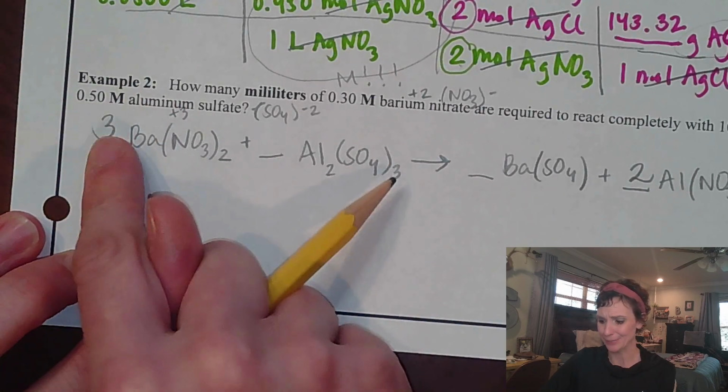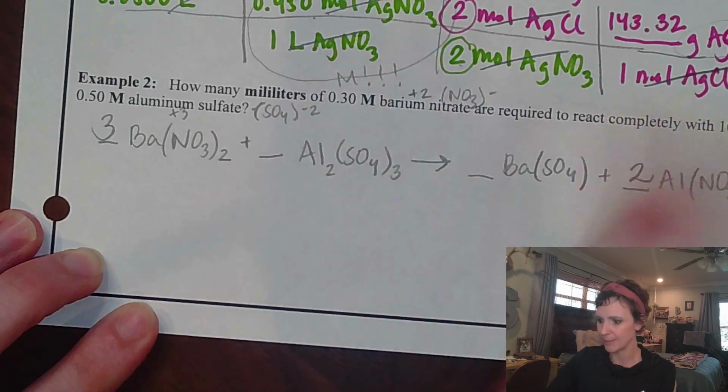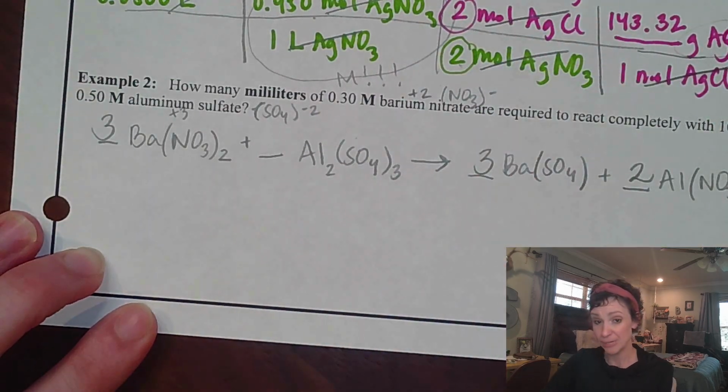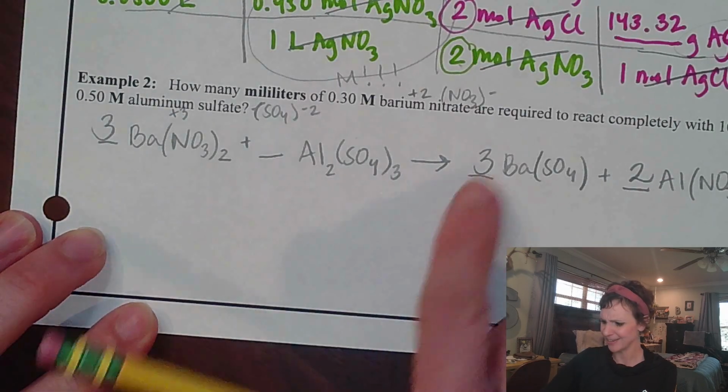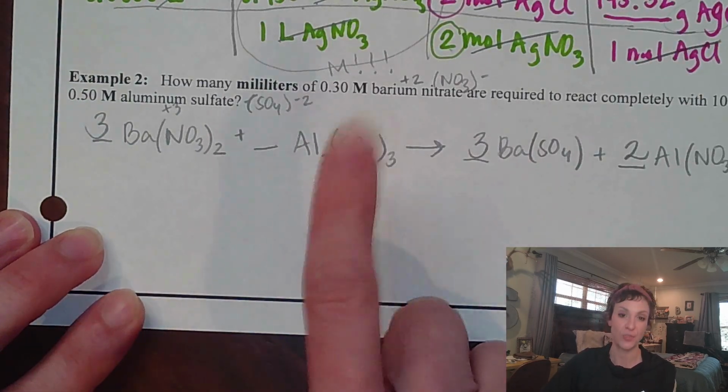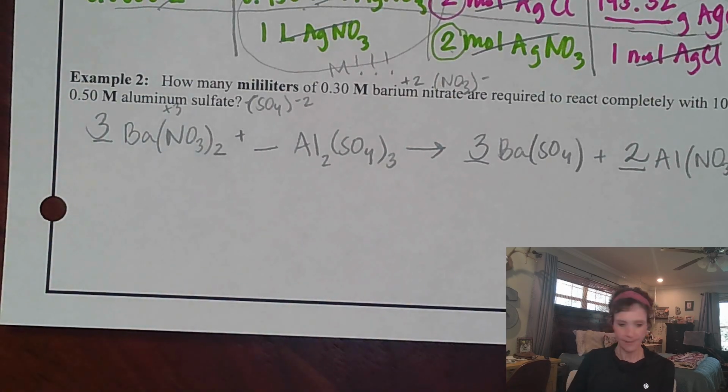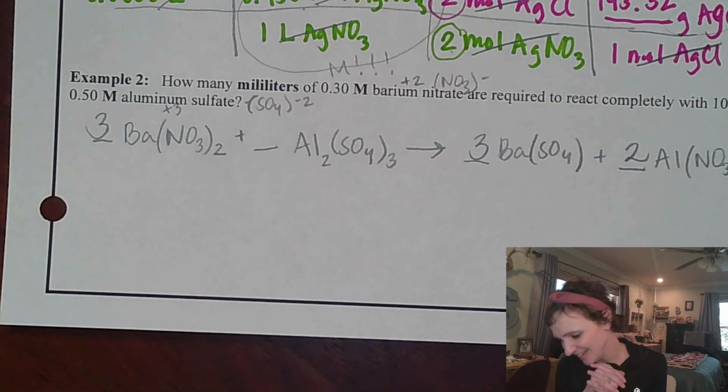That also changes my bariums to be 3 now. Well, how about I put a 3 here in front of barium sulfate? You're like, this is getting squirrely. It's fine, because look, now I have 3 sulfates to match the 3 over here. We are finally balanced. That was a fun one. Okay, so now we're ready to read the problem.